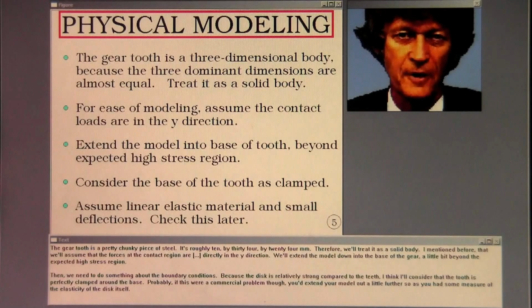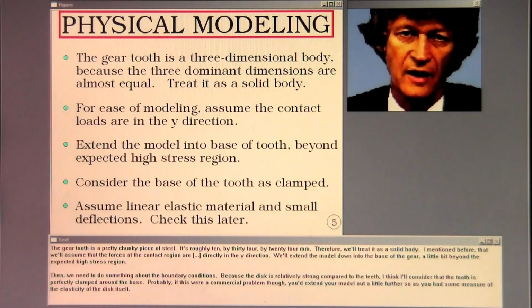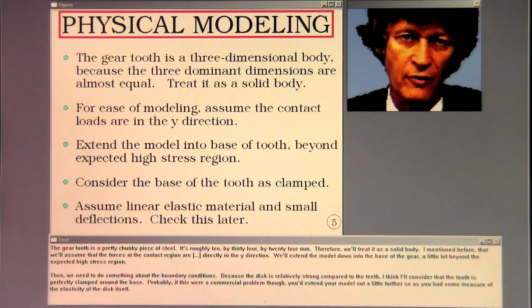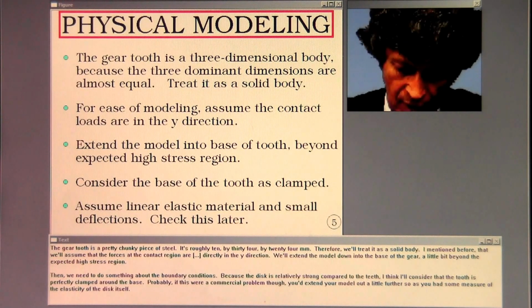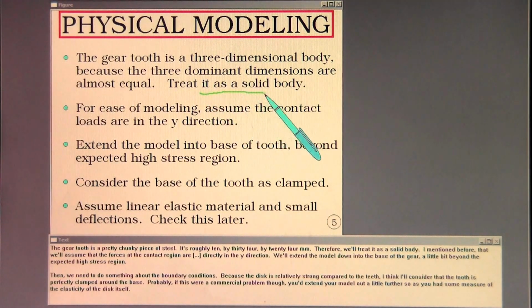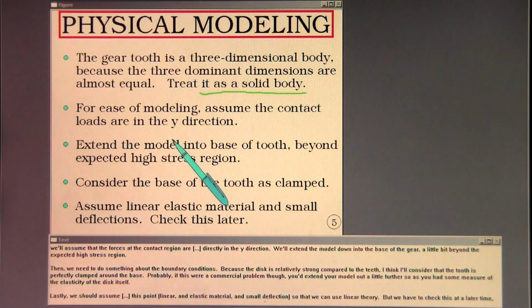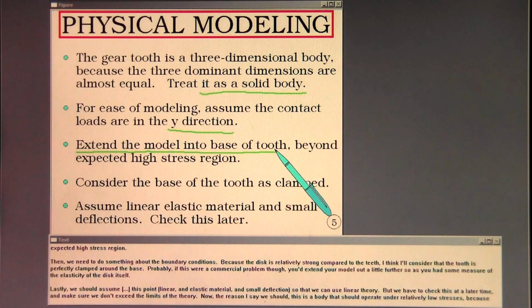The gear tooth is a pretty chunky piece of steel. It's roughly 10 by 34 by 24 millimeters. Therefore, we'll treat it as a solid body. I've mentioned before that we'll assume that the forces at the contact region are directly in the y direction. We'll extend the model down into the base of the gear a little bit beyond the expected high stress region.